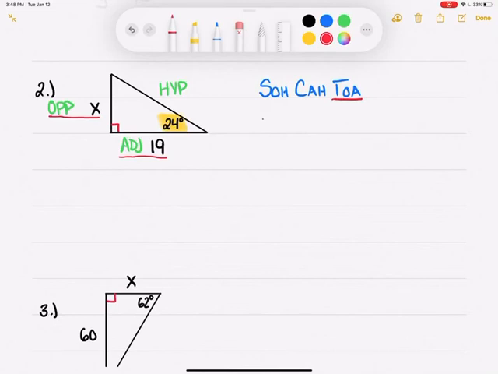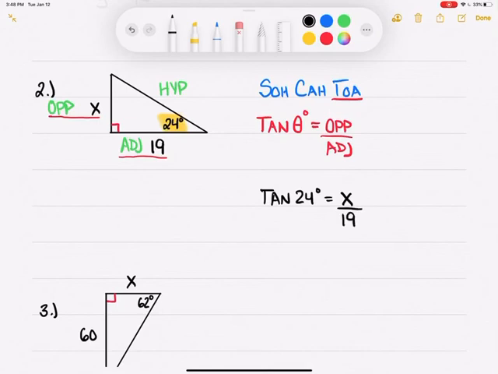TOA starts with the letter T, so the tangent of our angle should equal, I won't say x, here we'll use theta. Theta is just a symbol for a missing angle. You can think of it as x, but we have an x in our problem, so I don't want to use the same letter. So the tangent of our angle theta is equal to the opposite leg over the adjacent. So the tangent of 24 degrees, which is our angle, is equal to the opposite x over the adjacent 19.